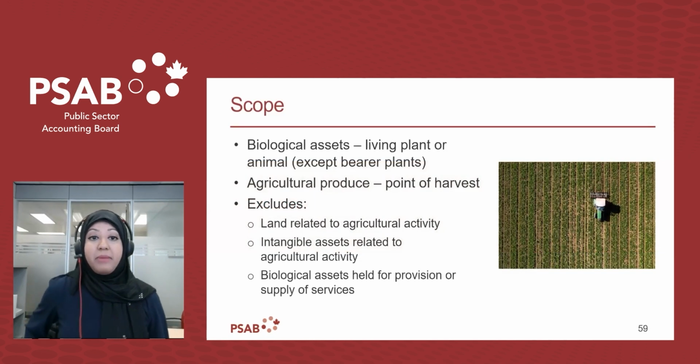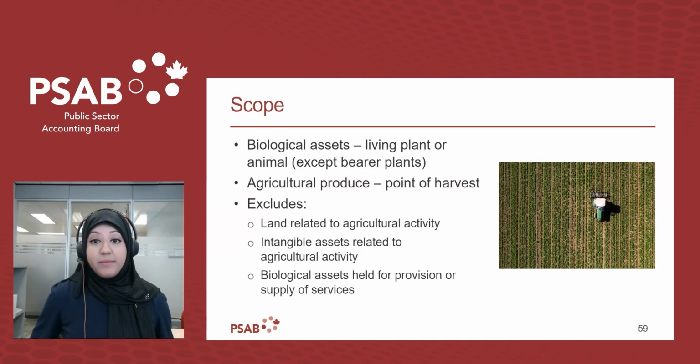Next, we'll look at biological assets and the scope of IPSAS 27. Biological assets are living plants or animals. IPSAS 27 deals with the accounting of biological assets except for bearer plants. I will talk a bit more about bearer plants in a minute. For now, I would like to talk more about biological assets.